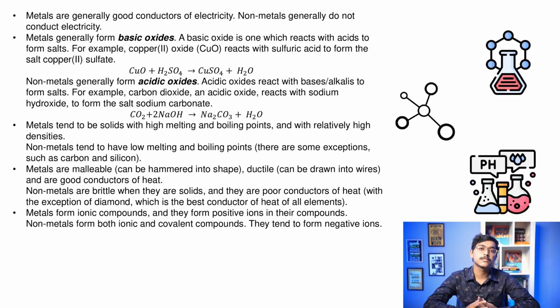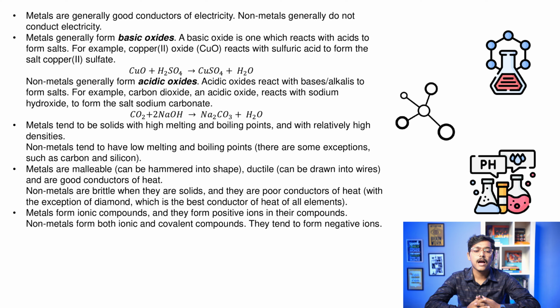Metals are generally good conductors of electricity. Nonmetals, on the other hand, generally do not conduct electricity. Metals generally form basic oxides. A basic oxide is one which reacts with acid to form a salt. For example, copper 2 oxide, which is a base, reacts with sulfuric acid to form the salt copper 2 sulfate. Nonmetals generally form acidic oxides. Acidic oxides react with bases or alkalis to form salts. For example, carbon dioxide, which is an acidic oxide, reacts with sodium hydroxide to form the salt sodium carbonate.